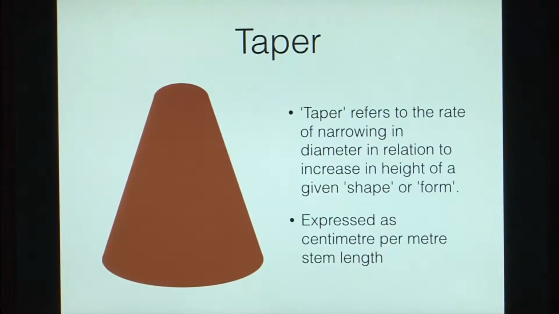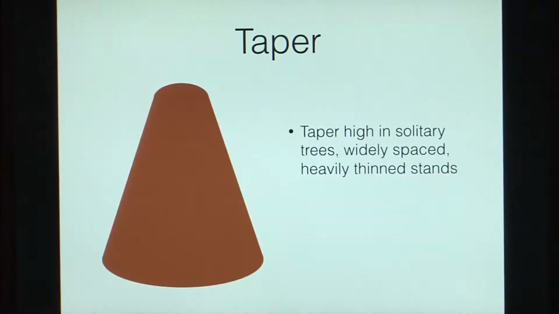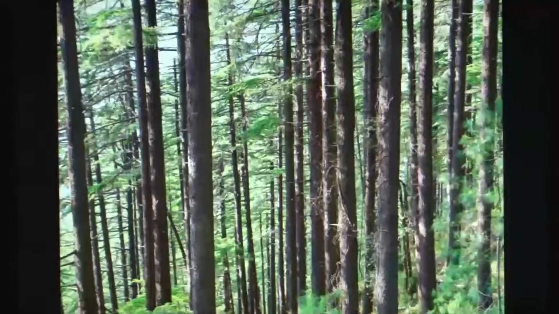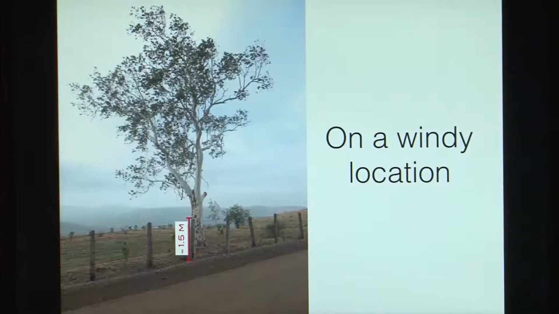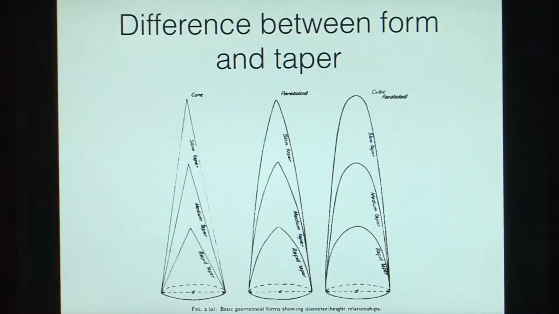Taper is the rate of narrowing, and we saw that taper varies in different conditions. If trees are close together, then your taper will be less, whereas on a windy location the taper will be high. We looked at the differences between form and taper. So, essentially form tells you the shape of a figure, and taper tells you how quickly or how slowly that shape goes towards a point.